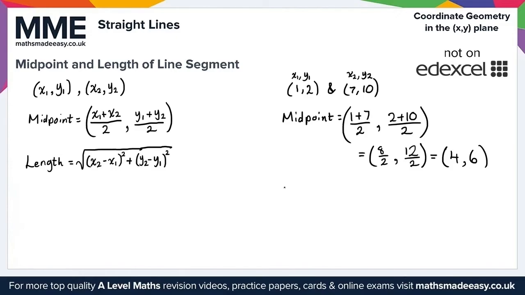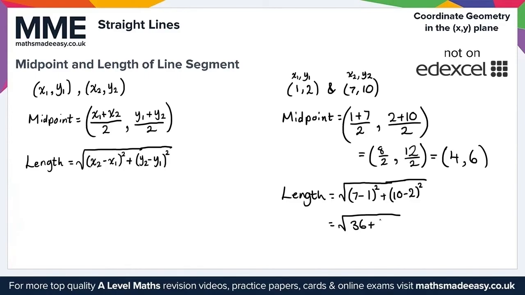And for the length then, again, we just need to make use of this formula here, substituting in appropriately. So the length is simply defined as x2 minus x1, so that's x2 which is 7, minus x1 which is 1, and we're going to square that value, and we repeat this with the y2 minus y1, so this is plus 10 minus 2 all squared. So all we need to do now is evaluate each one of these brackets separately. So in this case, it's going to be 6 squared, which is 36, and 10 minus 2 gives us 8, so 8 squared there gives us 64.